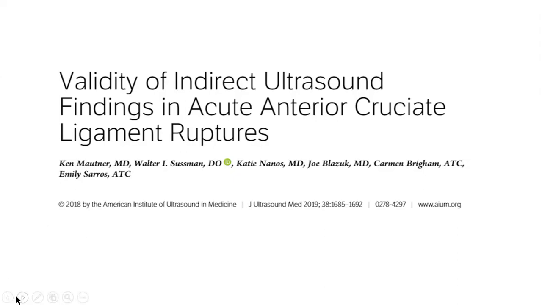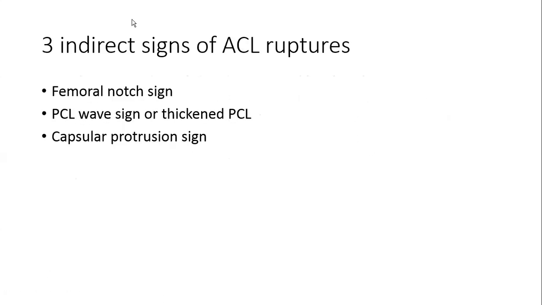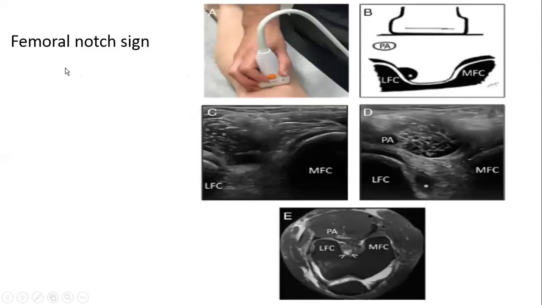So if you suspect someone has a recent trauma which is suggestive of ACL tear or rupture, you can pick up these signs. So 3 indirect signs. First is the femoral notch sign. The second one is the PCL, posterior cruciate ligament, wave sign or thickened PCL, and the third is the capsular protrusion sign. Now let's look at how these 3 signs appear. So first one, the femoral notch sign.